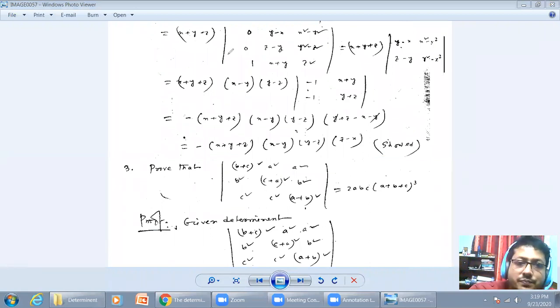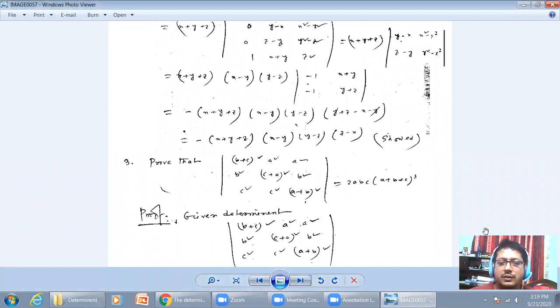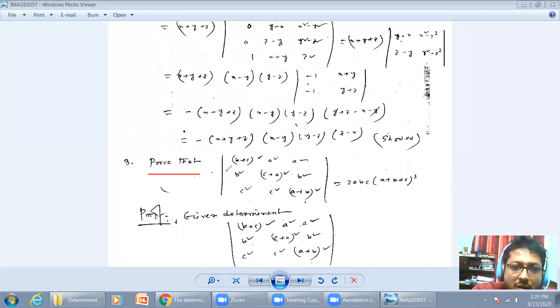Okay. Next, prove that. Are you following any problem to understand? Okay. Everybody is okay. Okay, but now we do another problem. Prove that this determinant's result is twice AB into A plus B plus C whole cube.